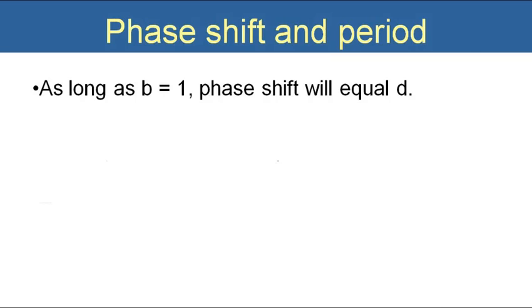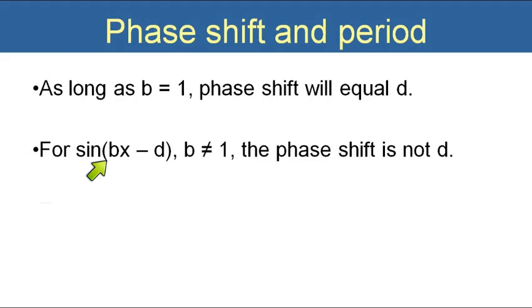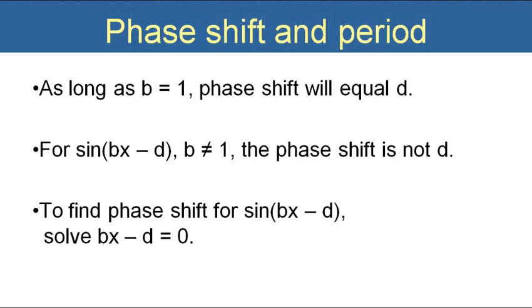Now, you know we're always looking for shortcuts when we do things in trigonometry. As long as b equals 1, you really don't have to solve that equation for d. You know that the phase shift will equal d. But if you have bx minus d, and b is not equal to 1, then the phase shift is not d. In other words, if you have a coefficient in front of your x, then d is no longer the phase shift. So it's really important for you to solve that equation. You just take what's inside the parentheses, the bx minus d, set it equal to 0, and solve it.